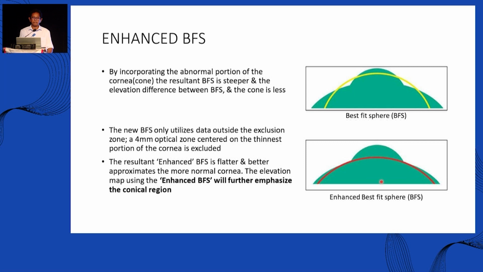So the enhanced BFS is here. What happens is you have an elevated area, by incorporating the abnormal portion of the resultant BFS, best fit sphere, and the elevation between the BFS and the cone is less. So you draw a new best fit sphere, leaving aside the central thinnest 4 millimeter zone. So it will be at a lower level, and this will enhance the elevated area in a picture. So enhanced BFS will further emphasize the conical region.